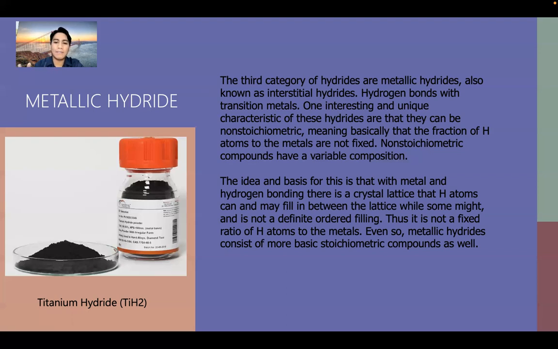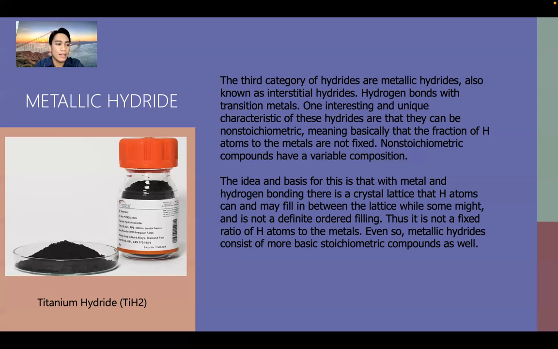Now, the idea and basis for this is that in the metal and hydrogen bonding, there is a crystal lattice, and hydrogen atoms may fill between the lattice in a not definitely ordered filling. Thus, there is not a fixed ratio of hydrogen atoms in the metal. Even some metallic hydrides consist of more stoichiometric compounds as well.